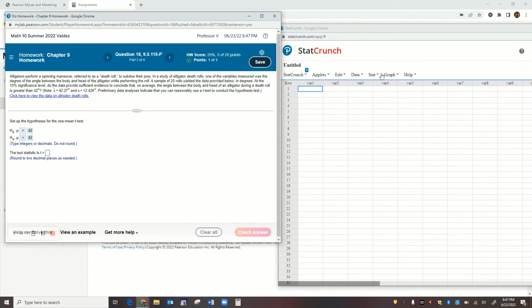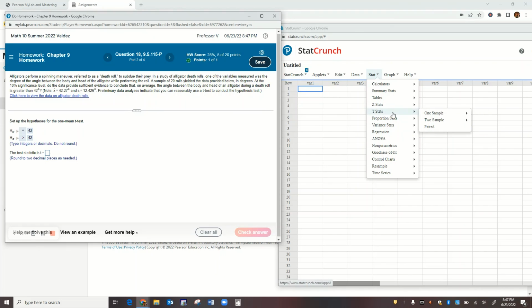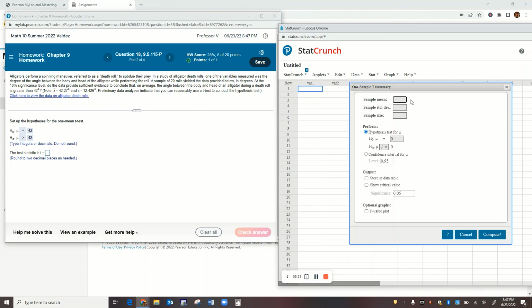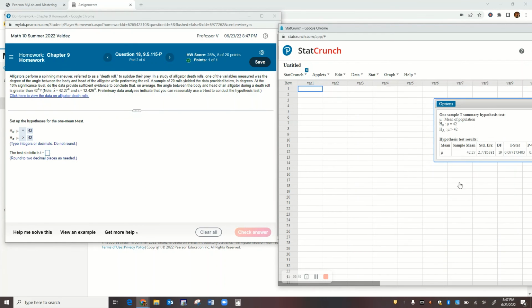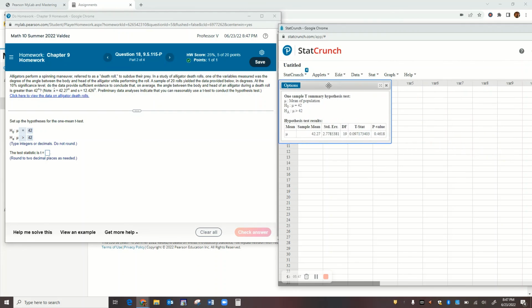Okay, now we need the t-test statistic, so stat, t-stats. It's just one sample. I'm going to do with summary, kind of easier. Sample mean, 42.27. Sample standard deviation, 12.426. Sample size, it was 20 rolls, right? Yes. And we have mu equals 42, and then change the alternative. Don't forget, greater than 42. Good deal. And here we go.